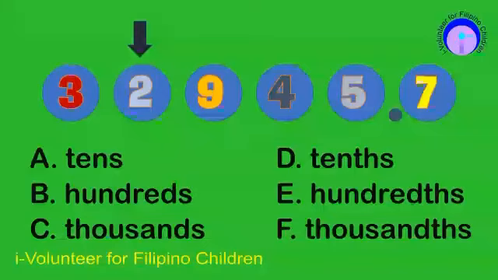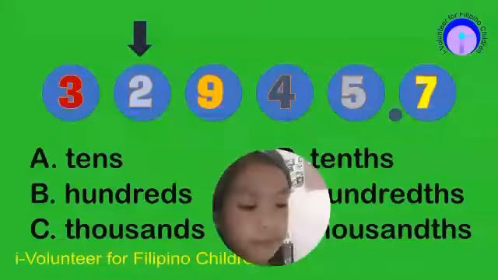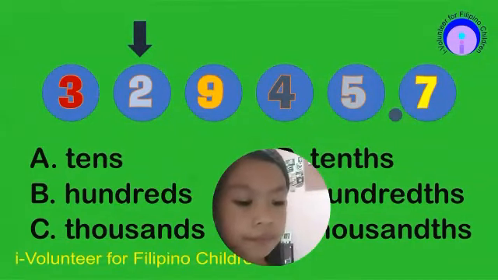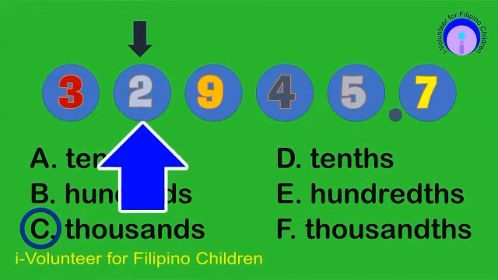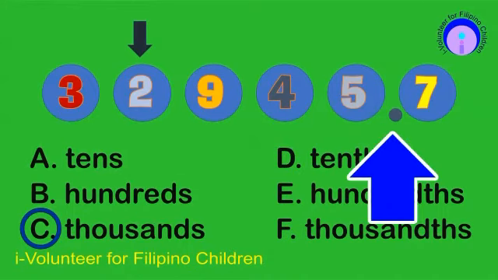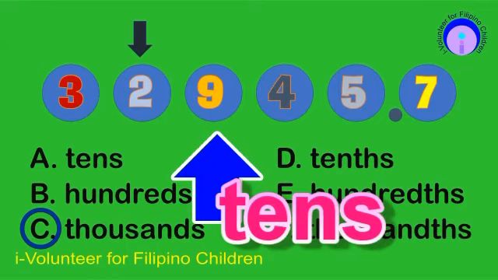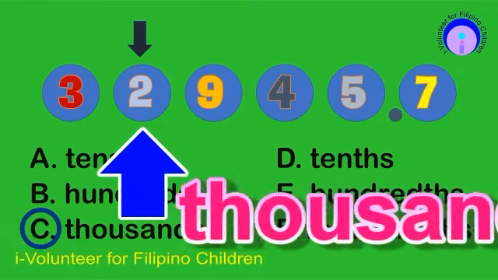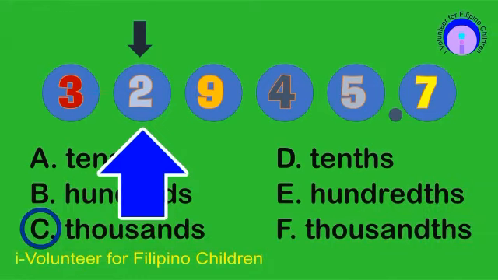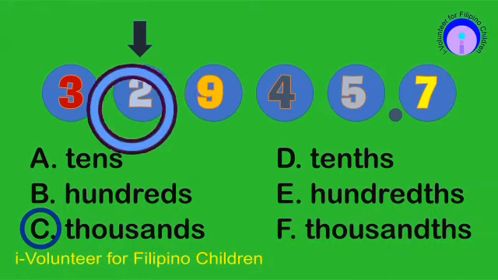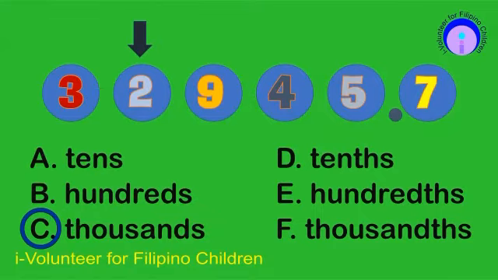Next number. What is the place value of the digit 2? 2 is C. Thousands. You are correct. Digit 2 is in the thousands place. Tandaan, mula sa decimal point, pakaliwa, ones, tens, hundreds, thousands. Uulitin ko, digit 2 is in the thousands place.